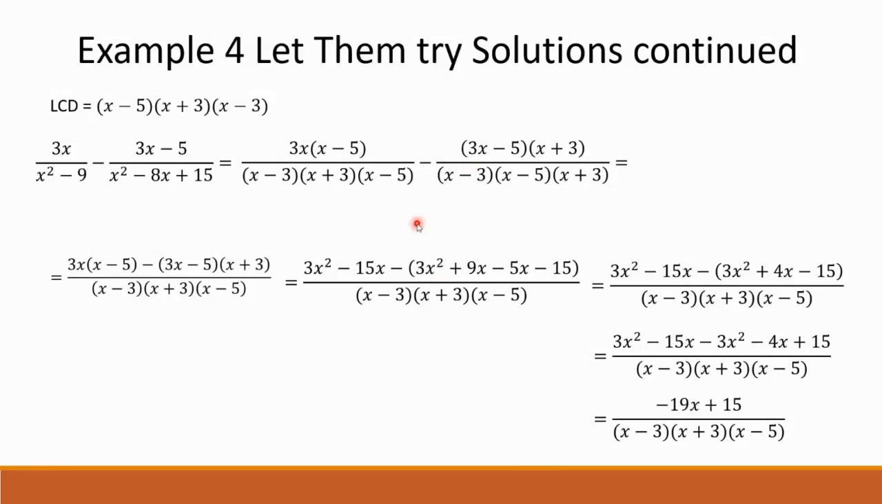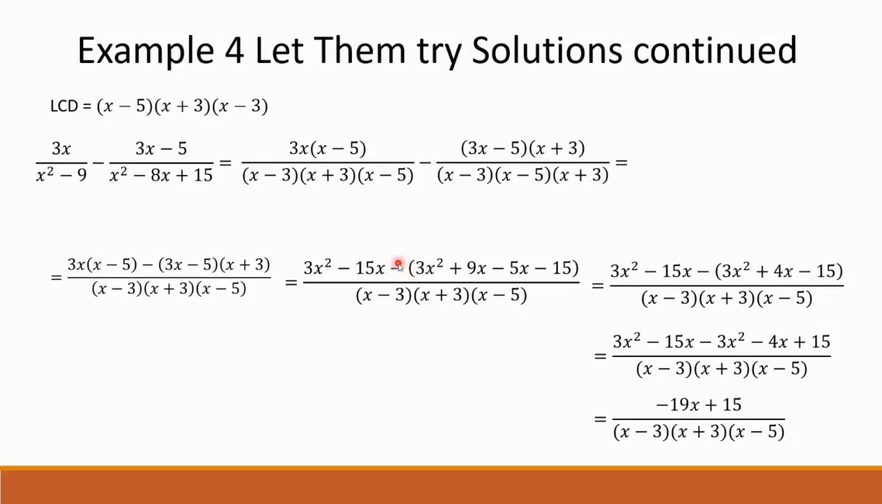Okay. Now, when we subtract, as you can see here, we have to actually carry out the multiplication. We subtract the numerators, but we also carry out the multiplication. So for here, we're going to get 3x squared minus 15x. Whereas here, we get 3x squared plus 9x minus 5x minus 15.